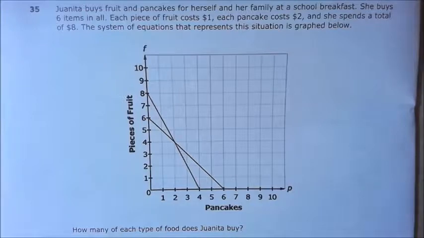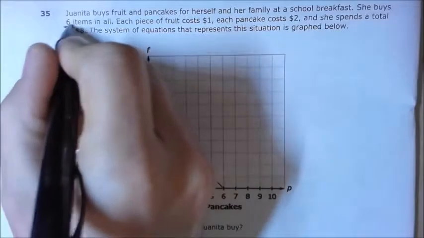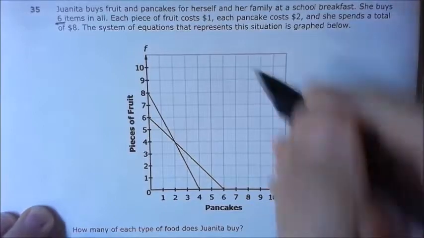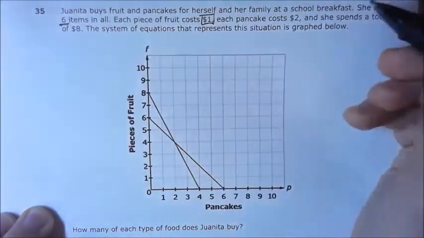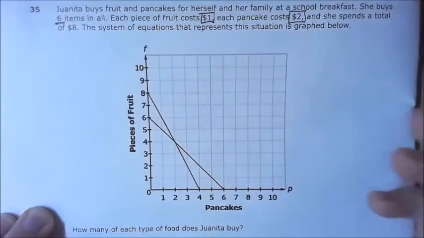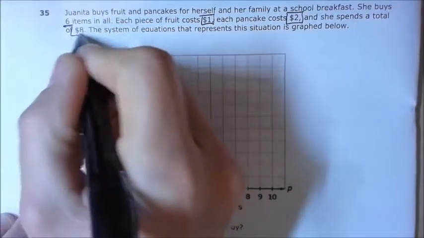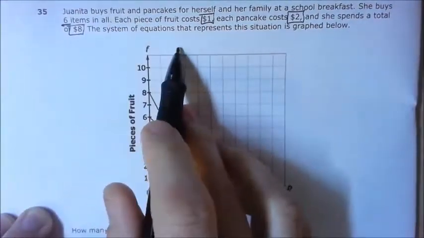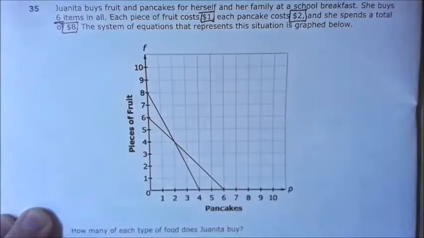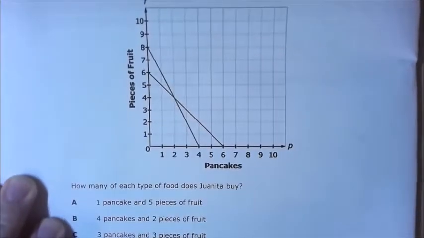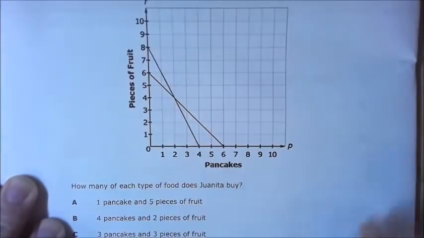Alright, on number 35, it says Juanita buys fruit and pancakes for herself and her family at a school breakfast. She buys 6 items in all, so she's going to buy 6 items. Each piece of fruit costs $1, and each pancake costs $2. And she spends a total of $8. The system of equations that represents this situation is graphed below. So let's move it down and look at it. It says how many of each type of food does Juanita buy?